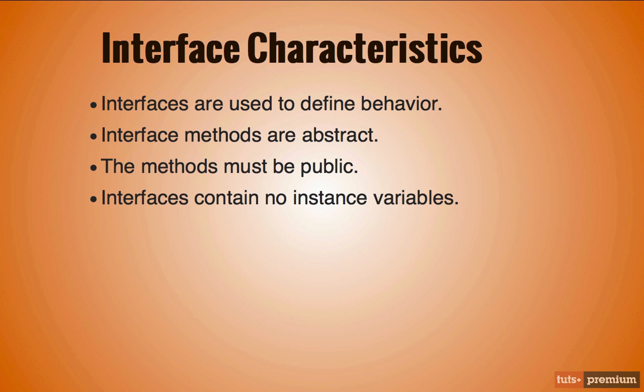Now, your interface's abstract methods cannot be private. They must be public. Additionally, your interfaces don't use instance variables. Since your interface is not modeling an object like a class is, there's no use for instance variables to hold the object's properties. The interface is just defining behavior by grouping up method definitions.